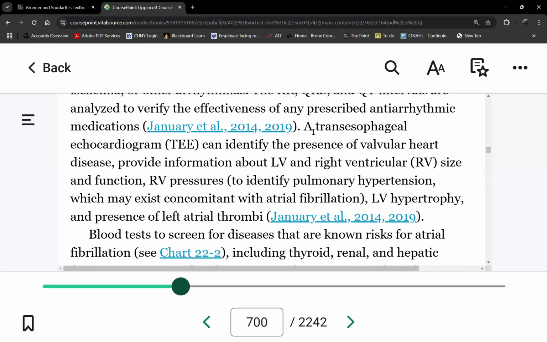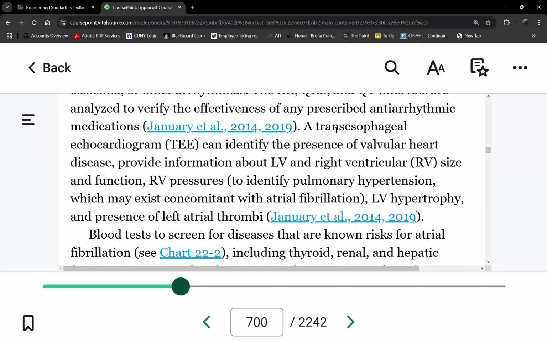The preferred echocardiogram is a TEE, meaning a transesophageal. What is the purpose of an echocardiogram? We want to look for blood clots in your atria, right? We want to see, are there clots somewhere in the atria? If there are, then we better do something about it.